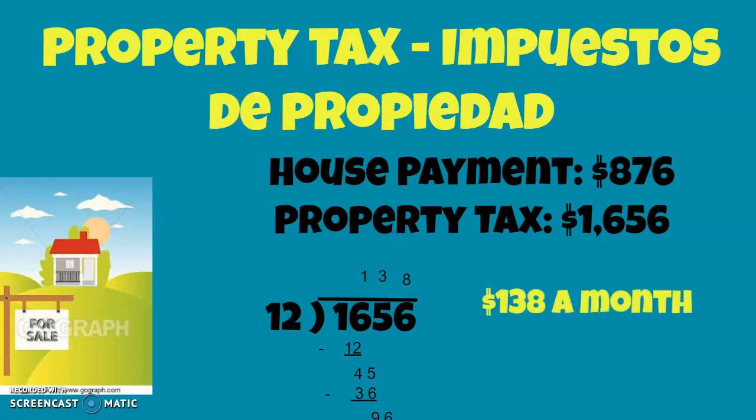So now if I want to find my payment, I'm going to add the $138 I pay a month in taxes to my house payment. Si quiero encontrar cuánto es mi pago total de mi casa cada mes, voy a sumar el pago de la casa más los impuestos. So $876 plus $138. My house payment with taxes is $1,014 every month. Mi pago de la casa es $1,014 cada mes.